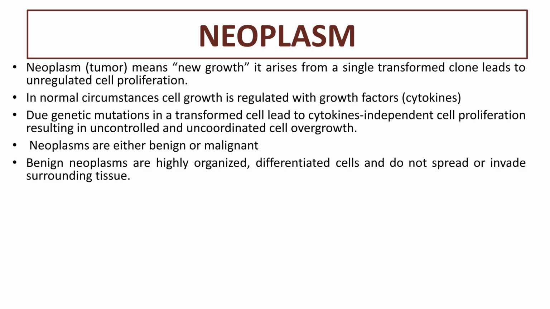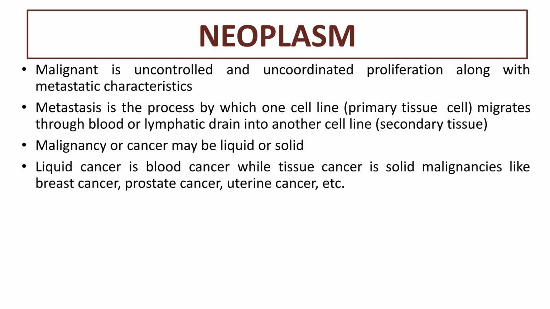Neoplasm or tumor signifies a new growth arising from a single transformed clone, leading to unregulated cell proliferation. Normally, cell growth is regulated by growth factors. Genetic mutations in a transformed cell lead to cytokine-independent cell proliferation, causing uncontrolled and uncoordinated cell overgrowth. Neoplasms are classified as either benign or malignant.